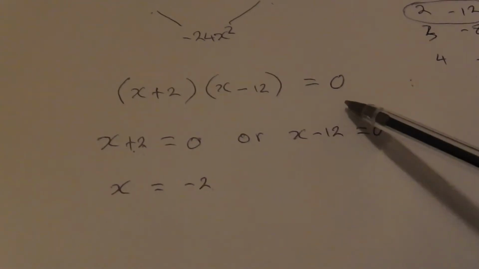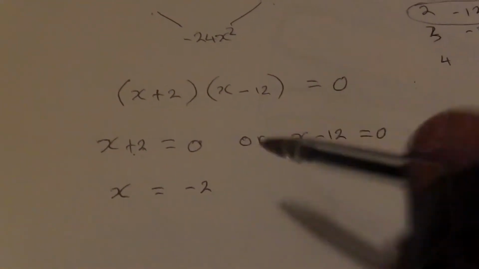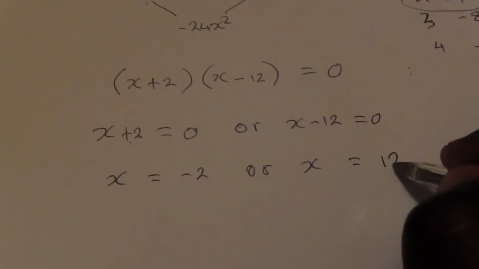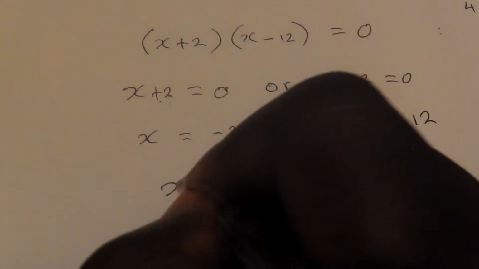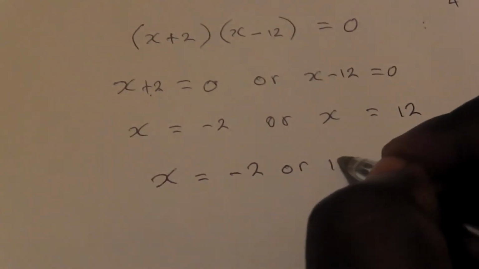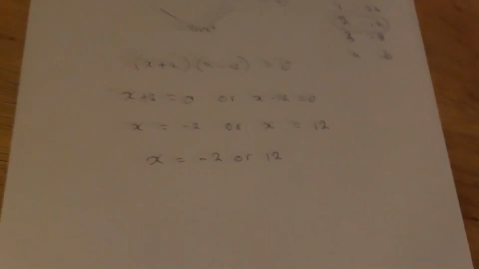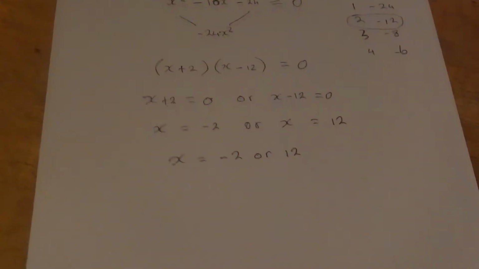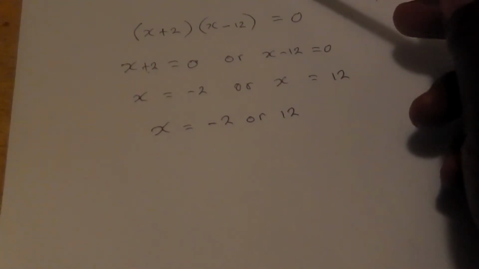So it means when it goes to the other side, now it becomes positive. So here we have x is equal to 12. So we've got our solution, x is equal to negative 2 or 12. Okay, so now let's test our roots to see if they can fit into our quadratic equation.